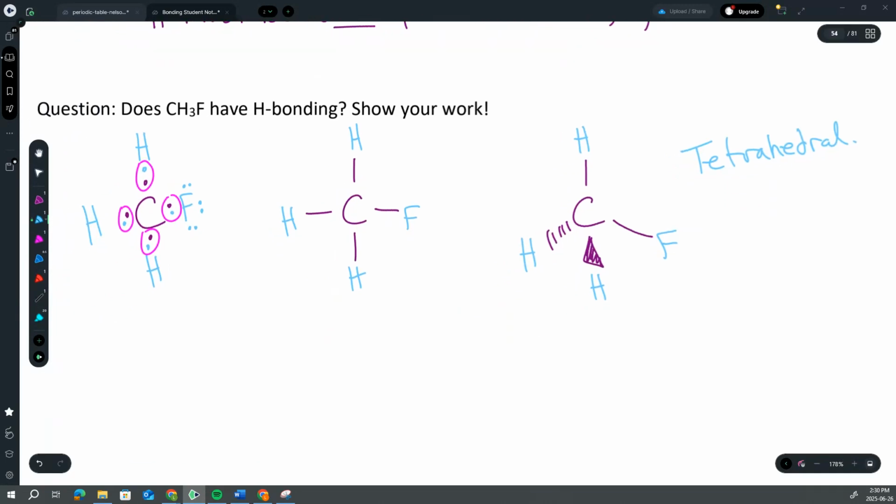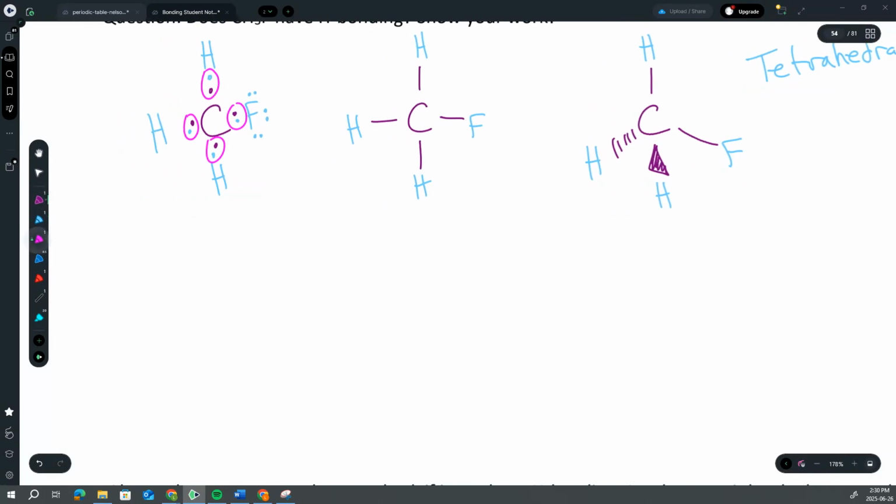Okay. So the whole point of this question is, even though we have hydrogen and fluorine in this compound, because none of the hydrogens are directly bonded to this fluorine, that means it can't have any hydrogen bonding going on. So I'm going to abbreviate hydrogen bonding to just H bonding.